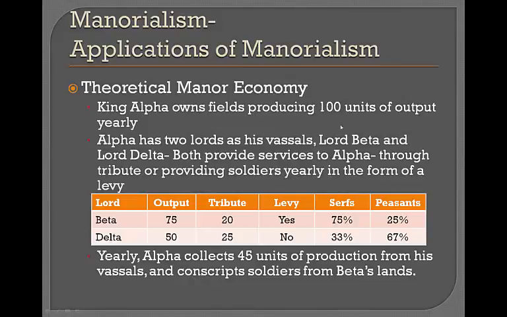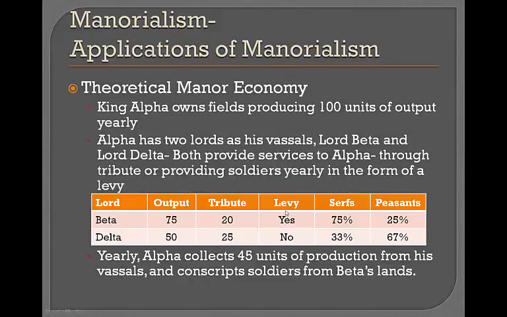And he's got two vassal lords, Lord Beta and Lord Delta. And they both are providing different services for the king. They both have different types of contracts that they're following. Beta produces 75 units of output on his land. Every year he has to give 20 units of output as tribute to Alpha. So 20 of those potatoes are going to King Alpha.